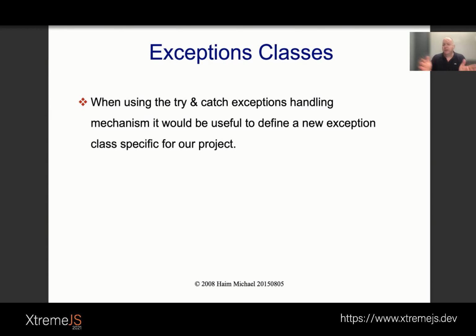I recommend whenever you define a library, and if you are not using TypeScript, if you use TypeScript, then this is the direction you go anyway. But if you are, for some reason, still using JavaScript, then define a new exception class and just instantiate a new object from that class whenever exception happens, and we need to throw that exception. So the catch block will catch an object that describes the exception. It would be more useful than just catching a simple string.